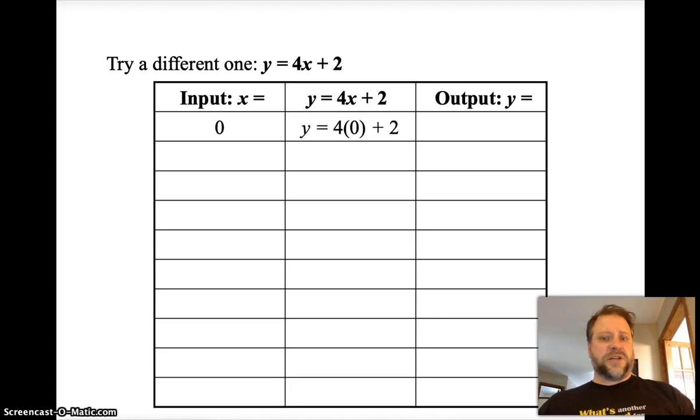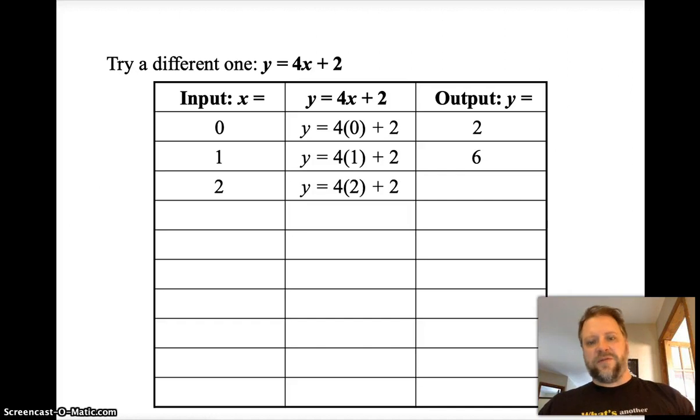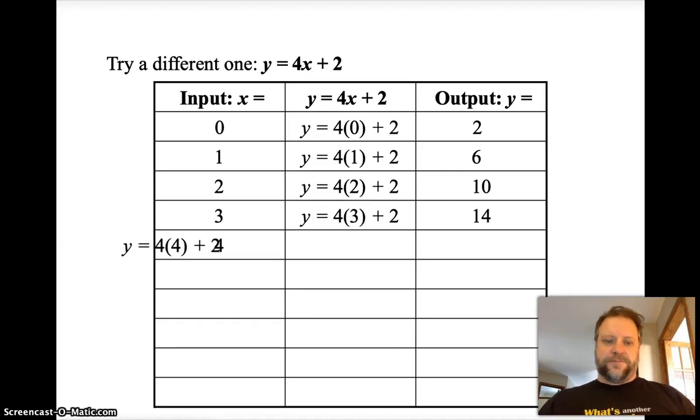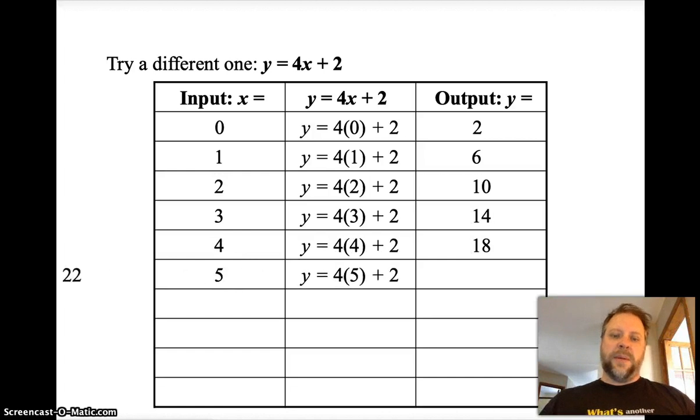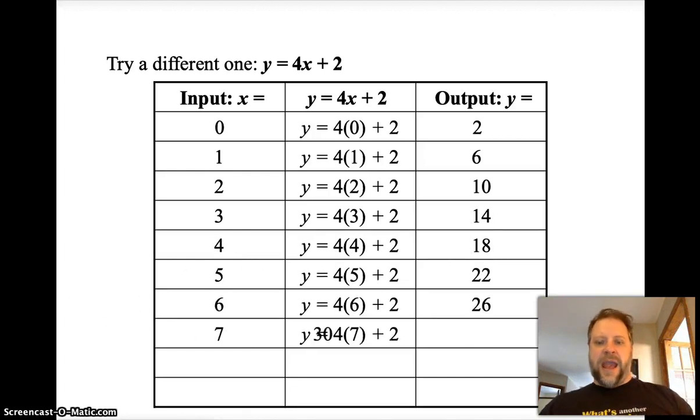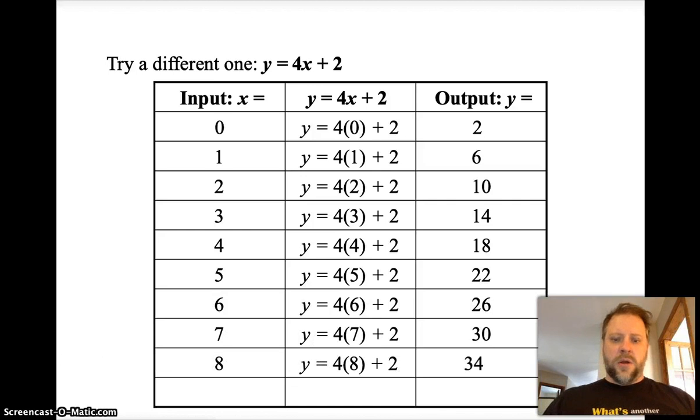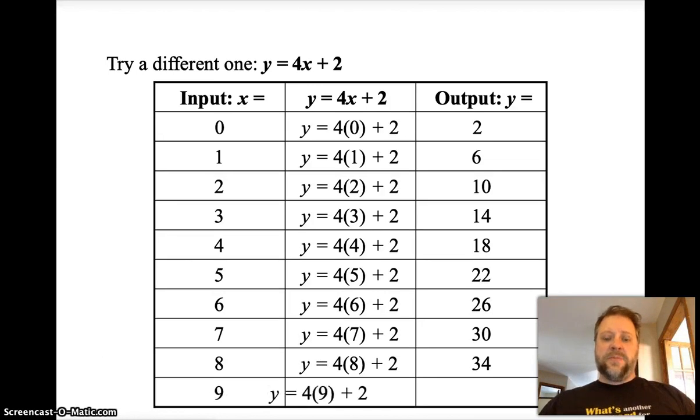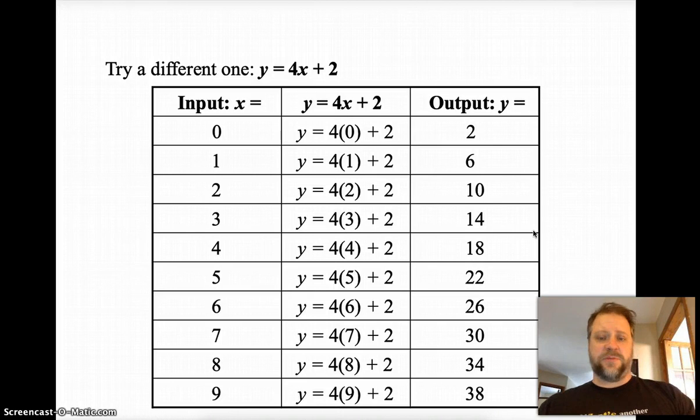So in this case, it's 4 times 0 plus 2, 4 times 0 being 0, plus 2 is 2. 1 is going to be 4 times 1 plus 2, that's 6. 2 is going to be 4 times 2 plus 2, that's 10. And we're going to keep going. Well, what do you notice about these numbers? These numbers are creating a pattern as they go. And the pattern can be predicted, which is really neat.